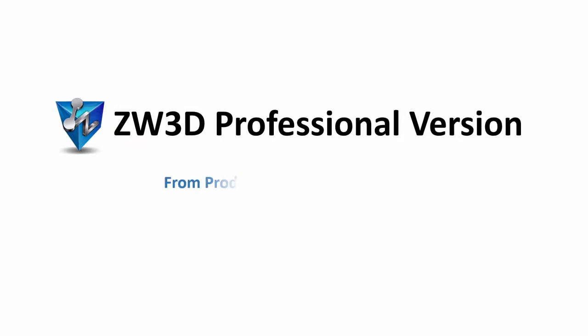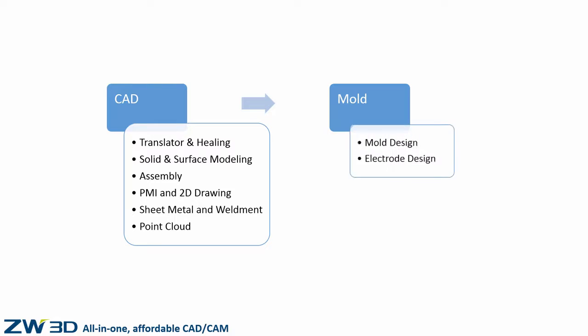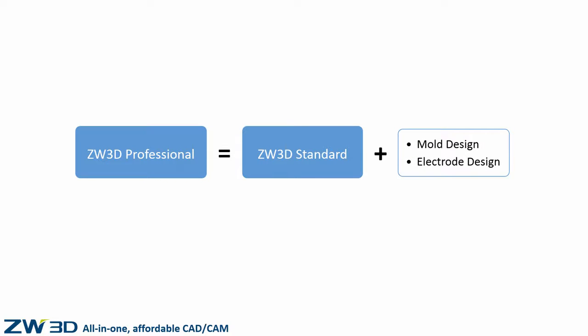ZW3D Professional version. From product design to mold design. ZW3D Professional version provides all CAD features and mold functions. Which means ZW3D Professional version adds mold design and electrode design functions in ZW3D Standard version.